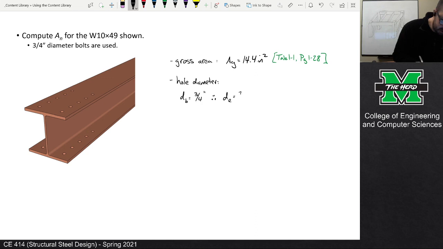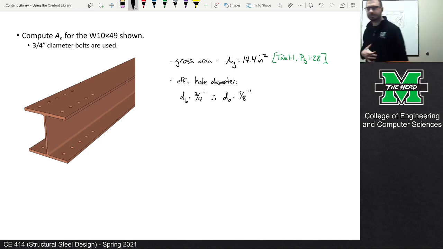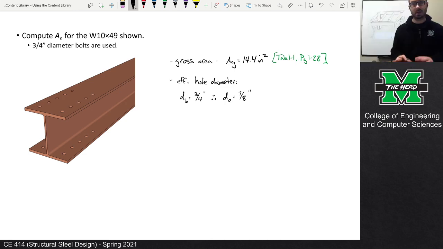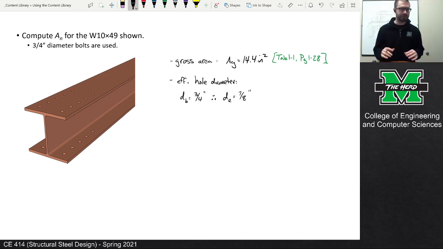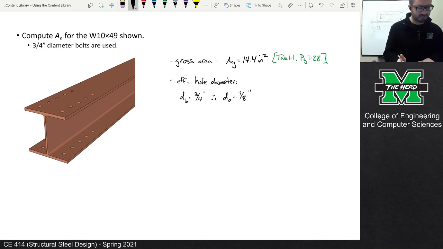And maybe I should have put that on there. Maybe I should have moved that over and said, effective hole diameter. This is the first year I've actually used that term, effective hole diameter. I used to just say hole diameter, but I actually think this is clearer, especially now that we're doing the class online. I think it's so important that we ensure that we're referencing things clearly.